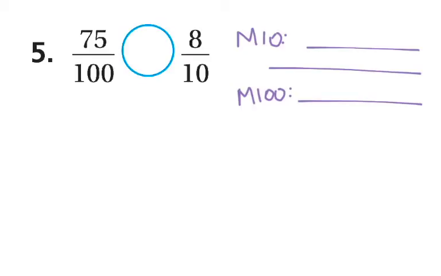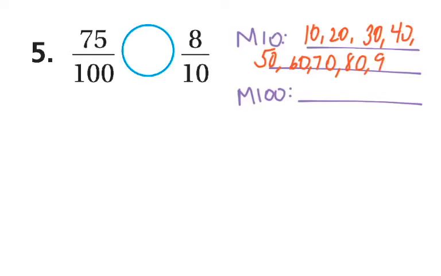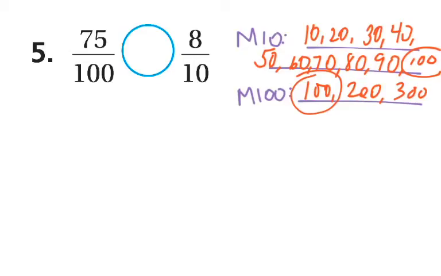So I'm going to list my multiples of 10: 10, 20, 30, 40, 50, 60, 70, 80, 90, 100. Okay, let's list my multiples of 100: 100, 200, 300, and so forth. Now, what do they have in common? You may have noticed it when I said it. The 100. Both the 10 and 100 have the multiple of 100.